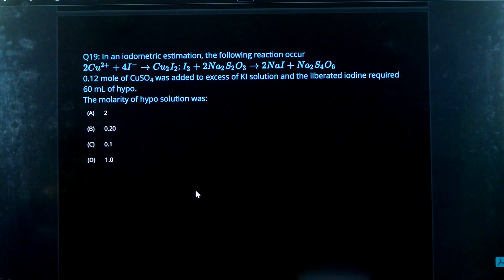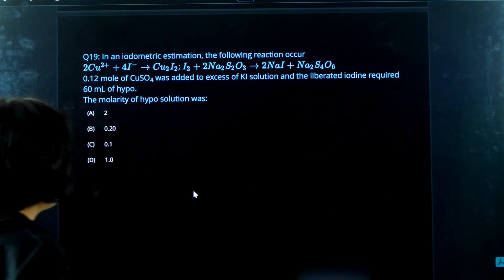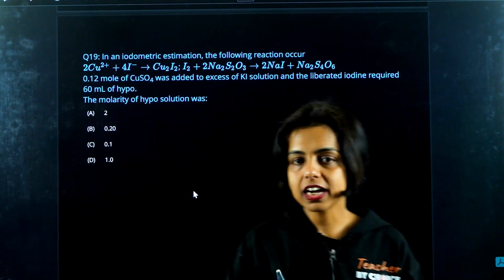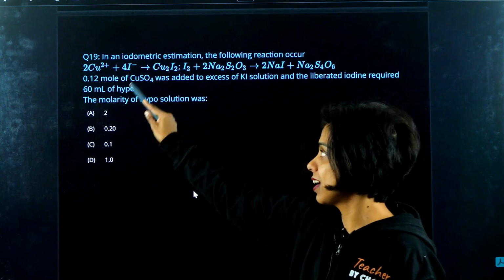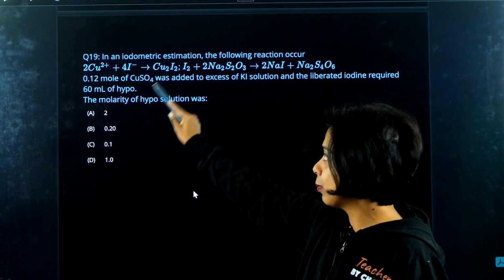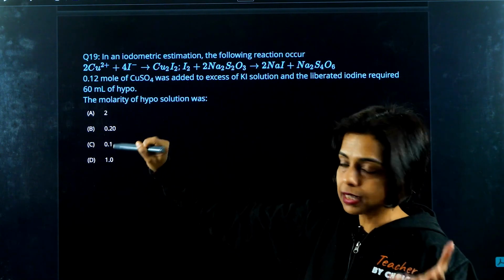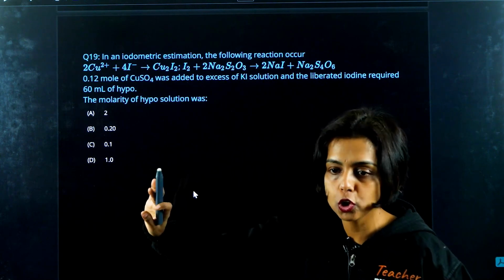Now the next question we have. In an iodometric estimation, the following reaction happens. Your Cu2+ reacts with iodide to form Cu2I2, and iodine must be liberated. That liberated iodine reacts with hypo solution, right?